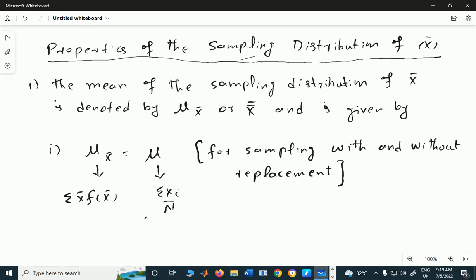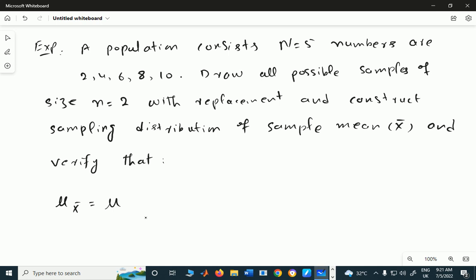To verify this, let us take an example. ये हमारे पास है example. ठीक है, a population consists of N is equal to 5, population size is equal to 5, and these 5 observations are 2, 4, 6, 8, and 10. The question is, draw all possible samples of size n is equal to 2 with replacement, and construct the sampling distribution of sample mean, and verify that mu x bar is equal to mu. This is also the first property of the sampling distribution of sample mean. So, let us proceed.